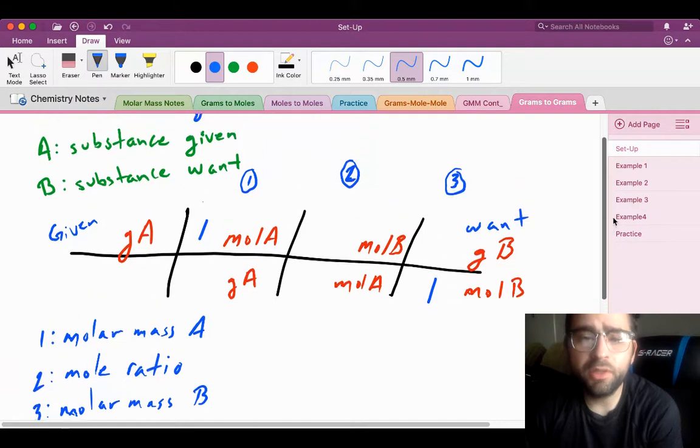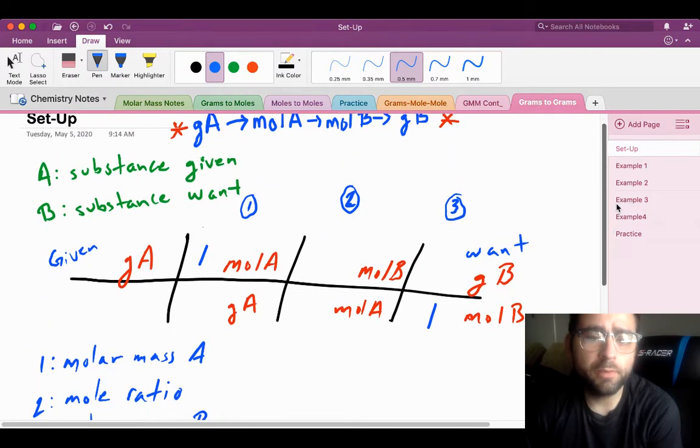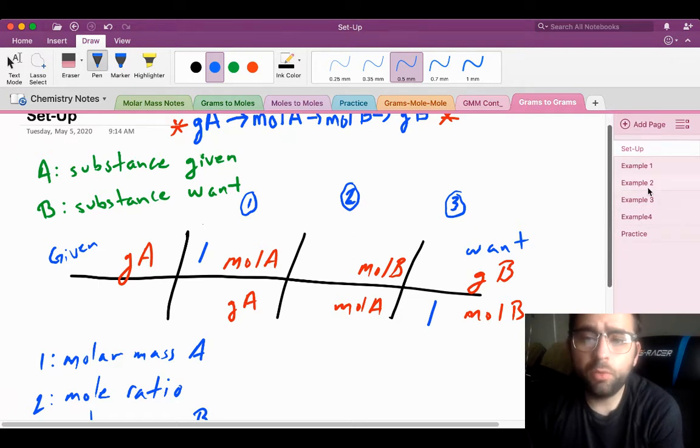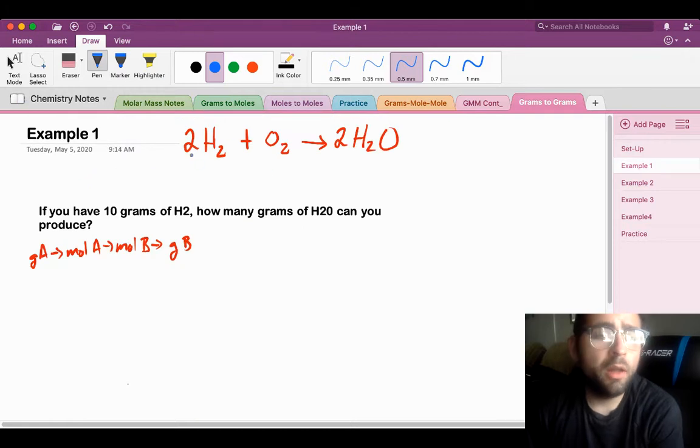So that's going to be our setup. So this is what we're going to be doing. Okay. So let's go over to example 1. We're going to start off with easy equations. So this is my equation.